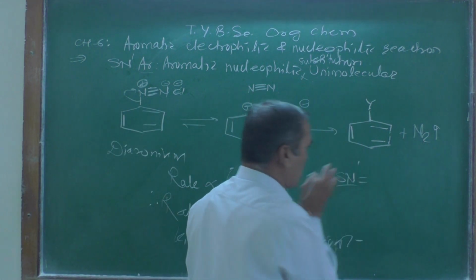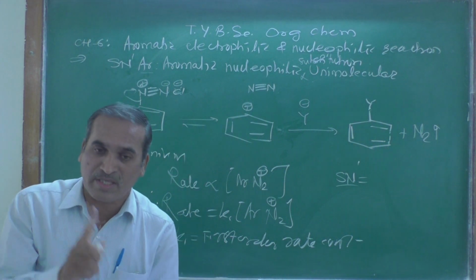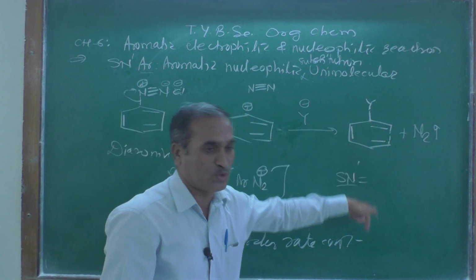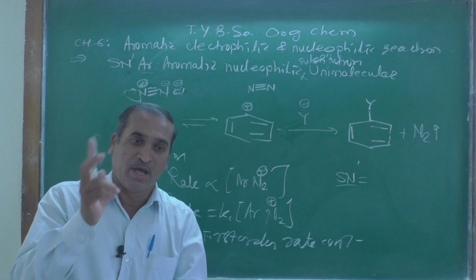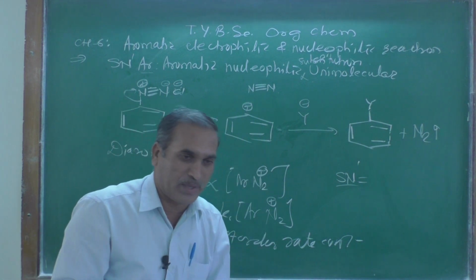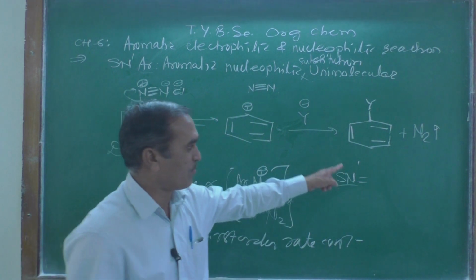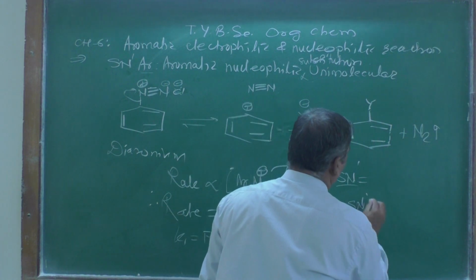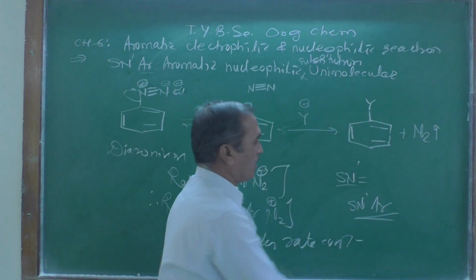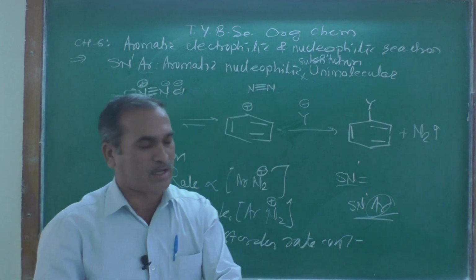It is analogous with SN1. SN1 means what? Nucleophilic substitution unimolecular reaction. But here there is an aliphatic compound, here is an aromatic compound, and therefore SN1 Ar means what? Ar indicates an aromatic compound.